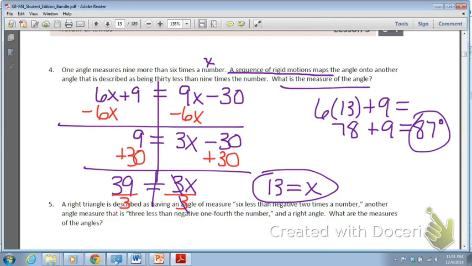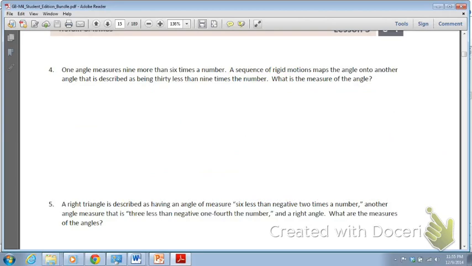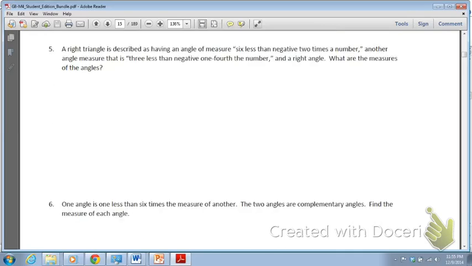Okay, so let's move on to exercise 4. No, exercise 5. We're on now. We're getting there. A right angle is described as having an angle of measure 6 less than -2 times a number. Another angle measure is 3 less than -1/4 the number, and a right angle. What are the measures of the angles?